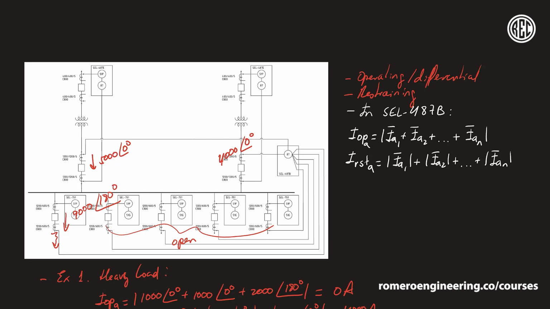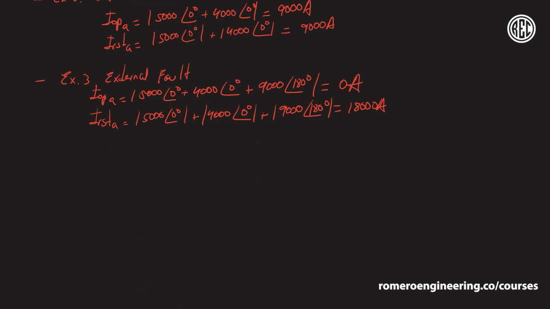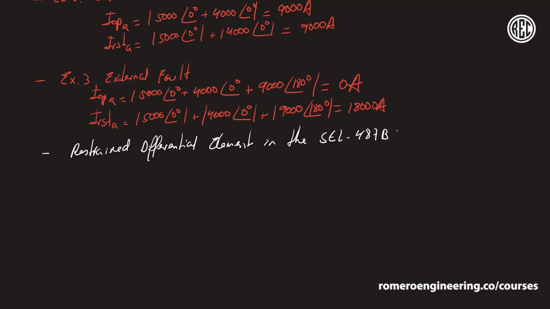So let me actually switch colors back to white. Now this is one of the most important parts of this course, and that is the definition. So let me put it over here. The definition of the restrained differential element in the SEL 487B protective relay.